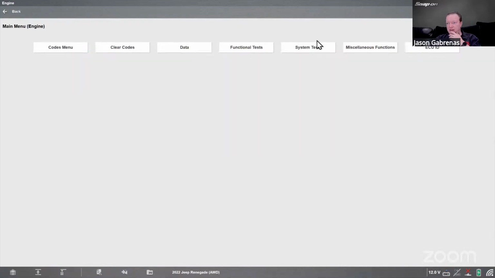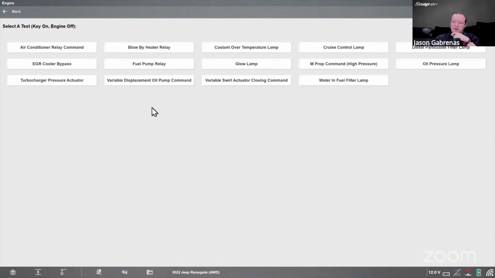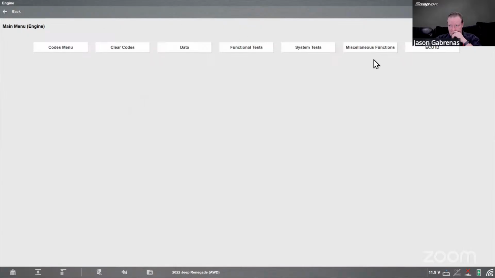That's about it there. And then functional tests: EGR cooler bypass, DPF lamp, I guess, just to turn the lamp on. Variable displacement oil pump. So most of the stuff's in the system tests and miscellaneous functions.